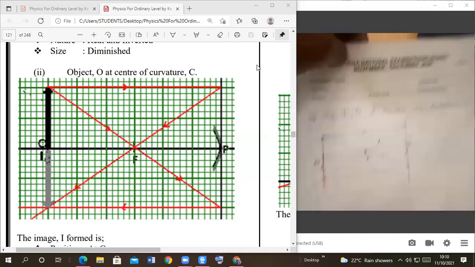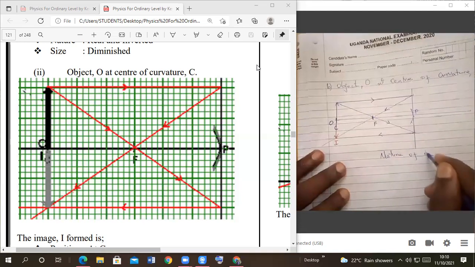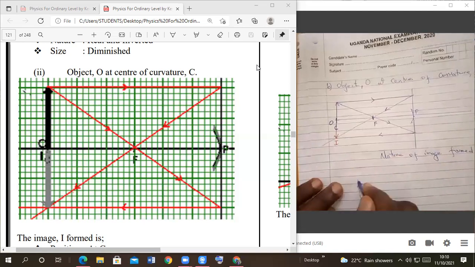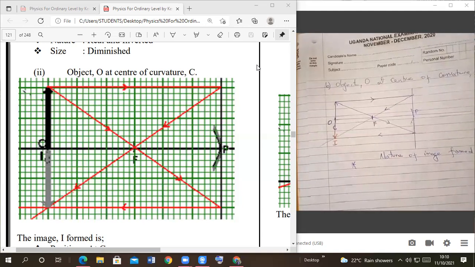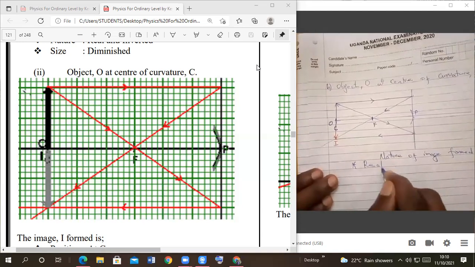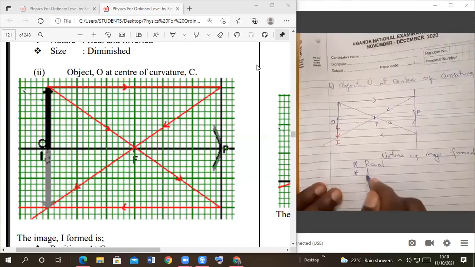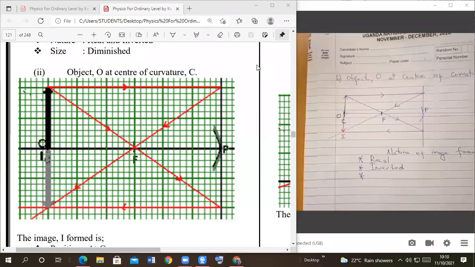So what can you say about the nature? What would be the nature of the image formed? Who can give us the nature of the image formed? The image is real. Two, inverted. Good. Inverted. The third one.